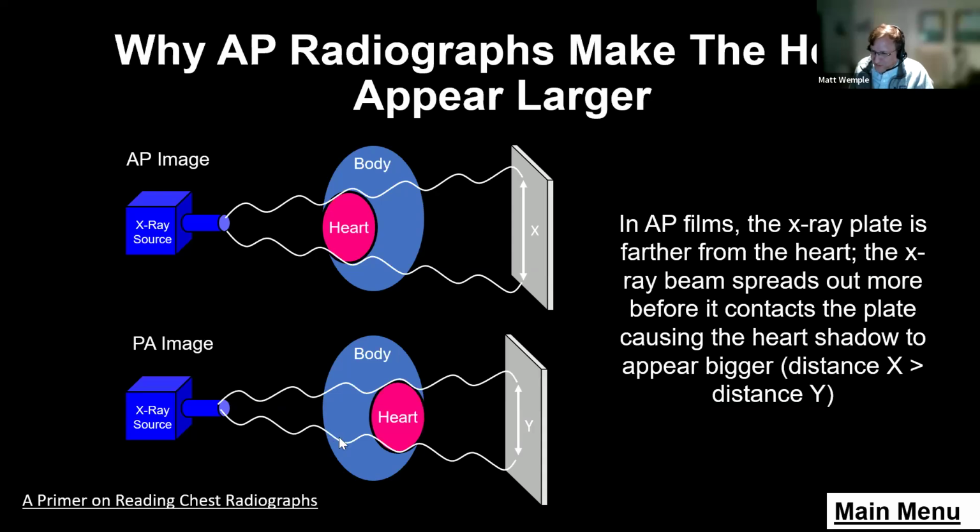But if the patient's flipped over, and usually this is how they shoot the PA films, right? Or this is the definition of PA, posterior anterior. That heart is farther away from the beam source, so it makes a smaller shadow, and that's why the heart looks bigger on AP films.